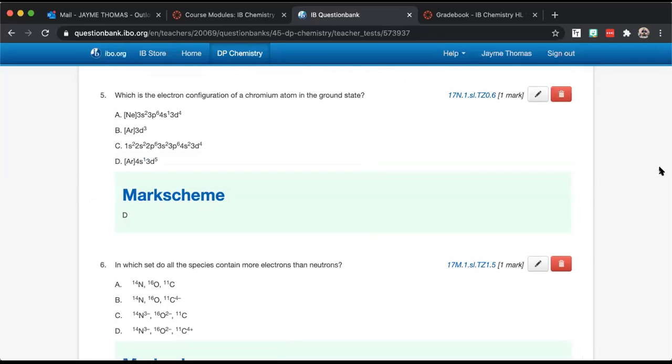Okay, I like this one. Let's do number 6. In which set do all of the species contain more electrons than neutrons? This is kind of a higher level one, because you have to figure out the number of electrons and neutrons for all of them, and then figure out which set has all of them with more electrons than neutrons. This one might take a minute, because you're going to have to do each answer choice, and each answer choice has 3 things that you have to look at.